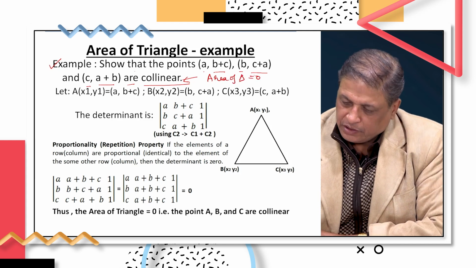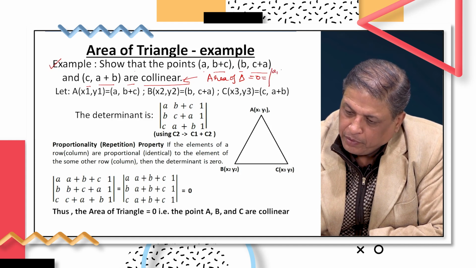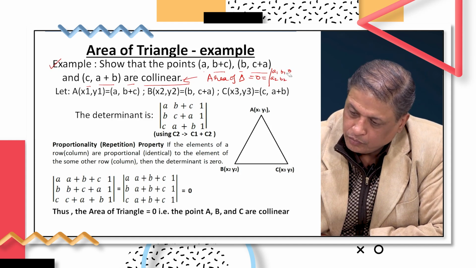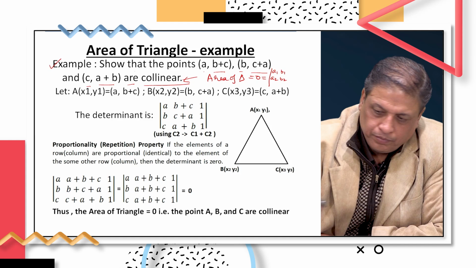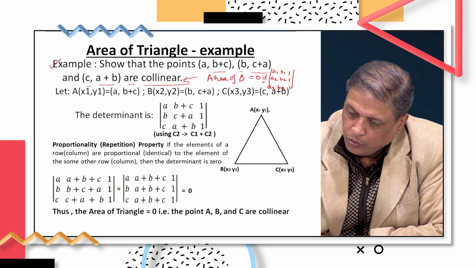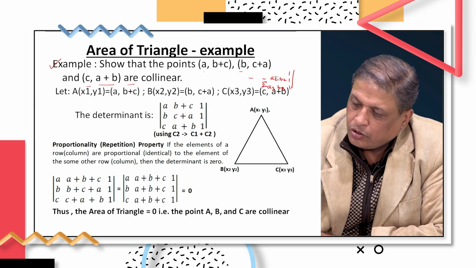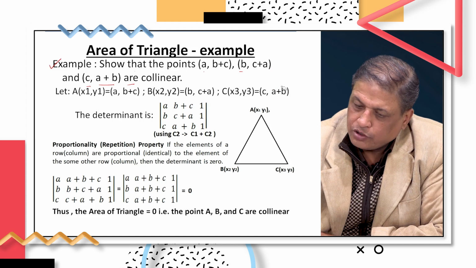And what is the area of the triangle? You already know it. It is half of the determinant with rows a1 b1 1, a2 b2 1, a3 b3 1. Half of this value is the area of the triangle. So let's apply this concept to solve this numerical.